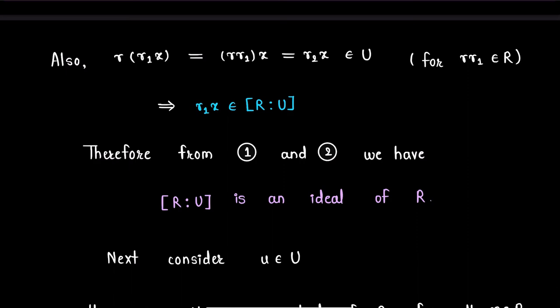Also we have r(r1x) equals (rr1)x, which equals r2x, where r2 is rr1, an element of ring R, and therefore r2x will be an element of ideal U, since this x is an element of this set (R : U). Therefore r(r1x) is an element of ideal U, so r1x will be an element of this set, and therefore from 1 and 2 we have the set (R : U) is an ideal of ring R.